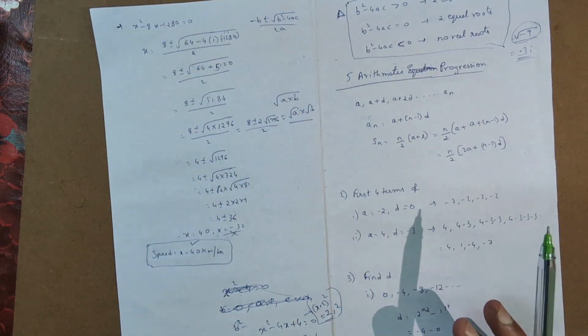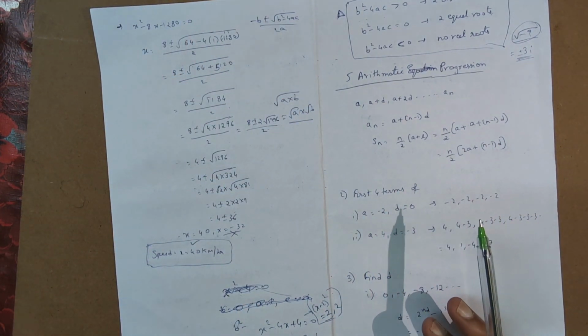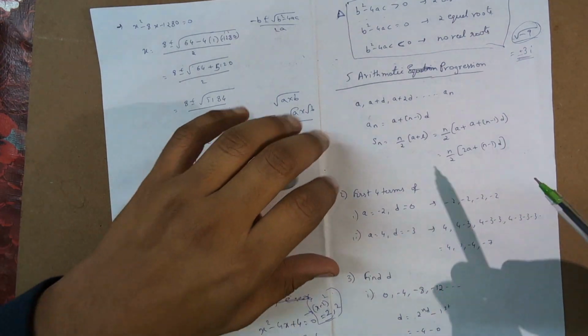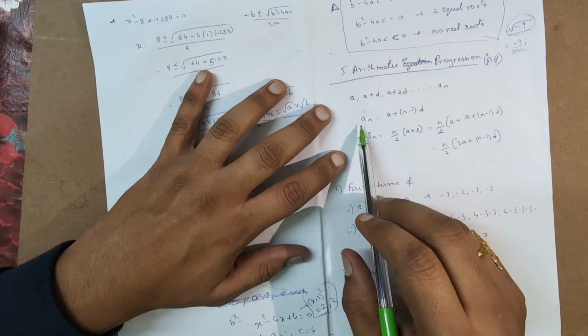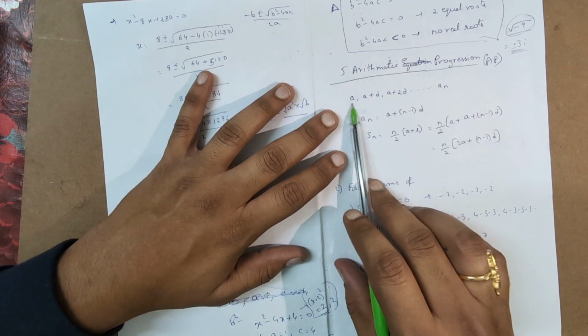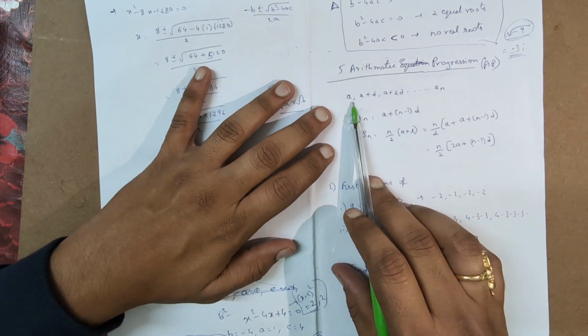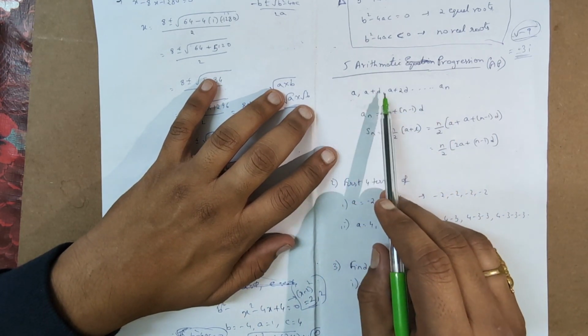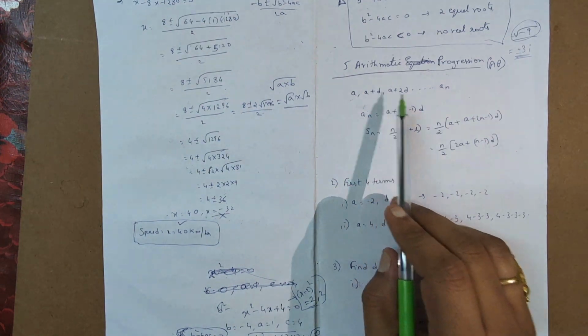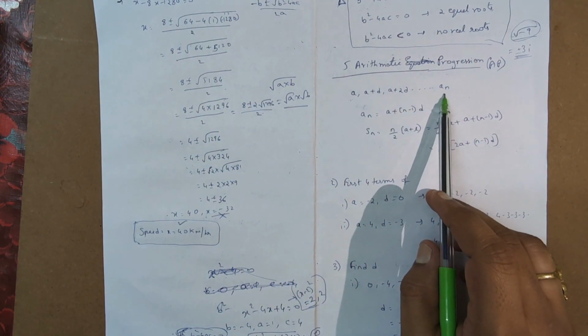Let's go to the 5th chapter. What is the 5th chapter? It is arithmetic progression, that is, we can also say in short form as AP. So what is AP in sense? If a series has this kind of scenario, that is a, comma, a plus d, comma, a plus 2d, and so on, an, where a is the first term, d is the common difference, and an in sense n number of terms.